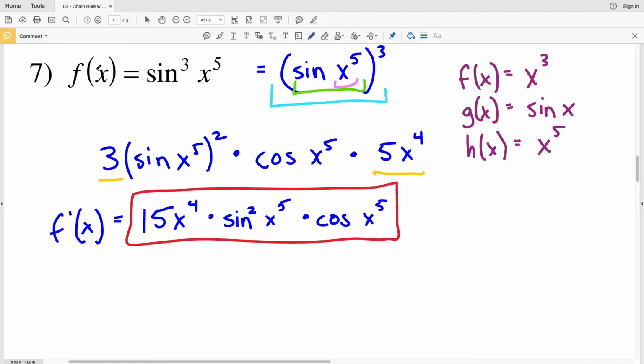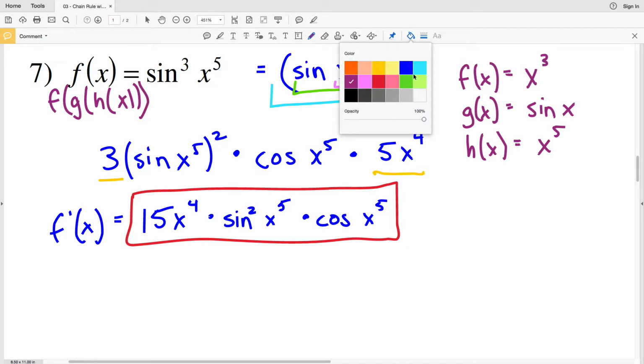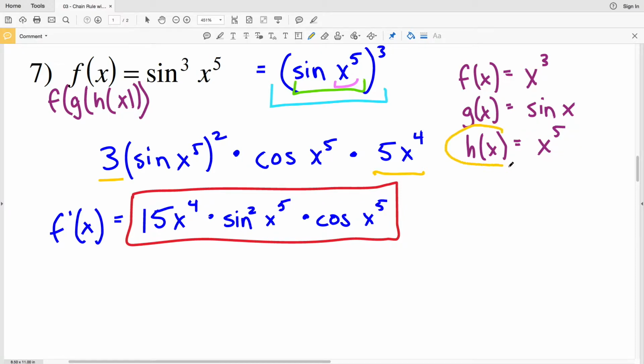So this entire function is f of g of h of x. Because you can see, if we were to plug x in for h, we'd get x to the fifth, and then if we plugged h of x in for g, we would get sine of x to the fifth, and then if we plugged the sine of x to the fifth in for x in f of x, we would get the sine of x to the fifth cubed. So if you want to write out all the steps of the chain rule, feel free to write out those functions and help you do so. However, now we're going to continue on to the next function.